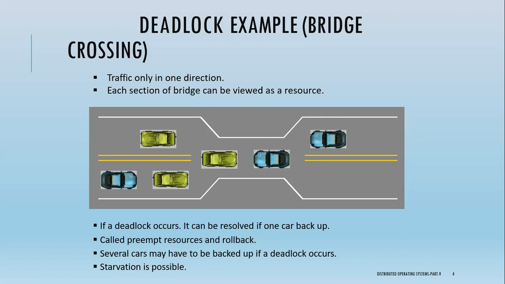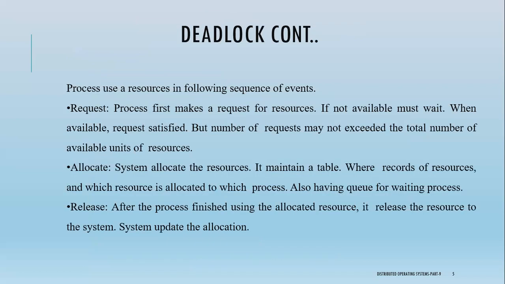It maintains a table in which it records whether each resource is free or allocated, and if it is allocated, to which process. If the requested resource is currently allocated to another process, the requesting process is added to a queue of processes waiting for the resource. Once the system allocates the resource to the requesting process, the process can exclusively use the resource by operating it.